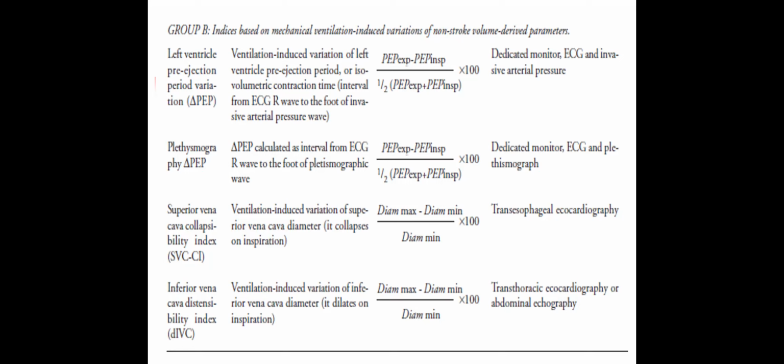And in the IVC, the inferior vena cava dilates under the influence of positive intrathoracic pressure by virtue of the decrease in venous return, and thus the IVC dilates, and then we measure the distensibility of the IVC, which predicts fluid responsiveness. Here we do not necessarily need a transesophageal echo. We can measure this dynamic index with transthoracic echo or abdominal echo.